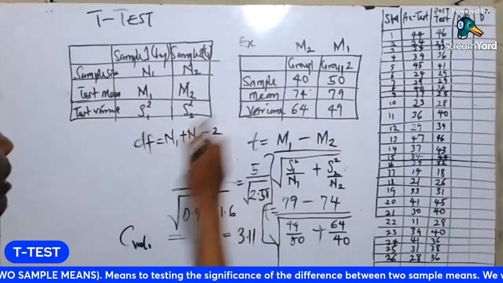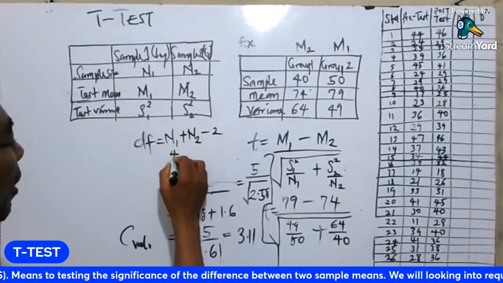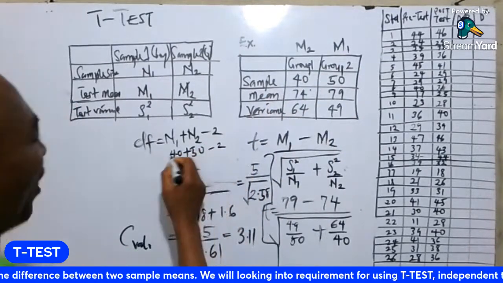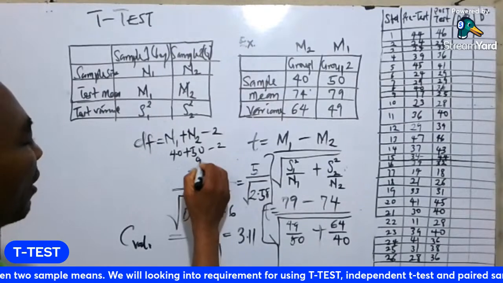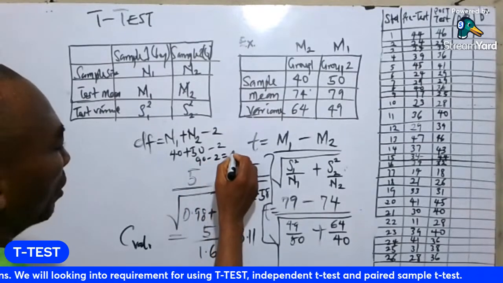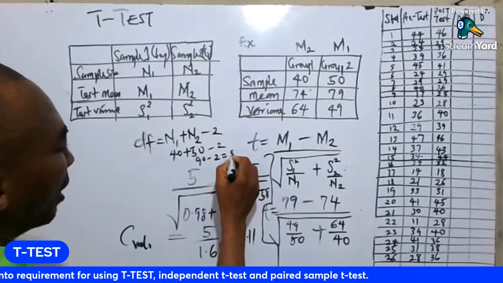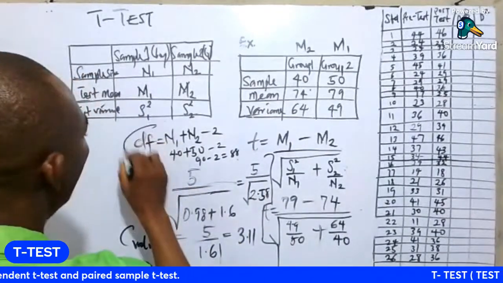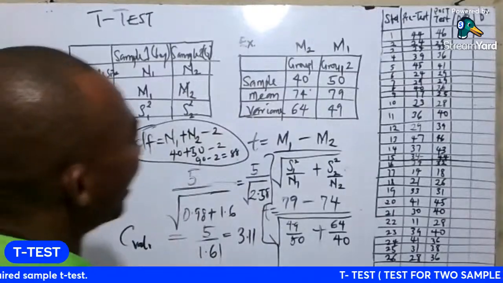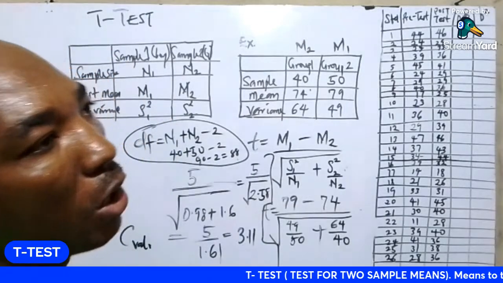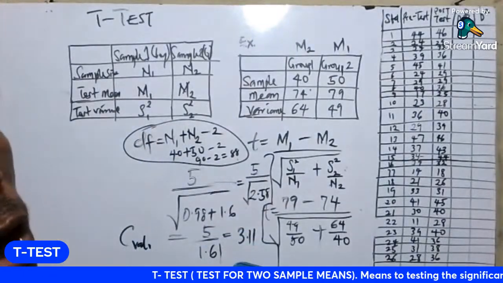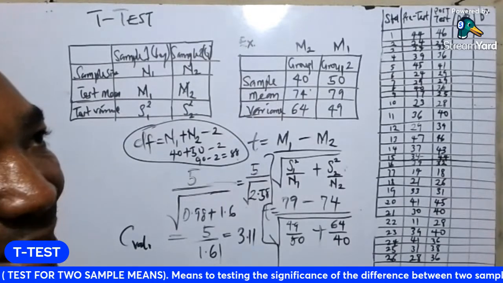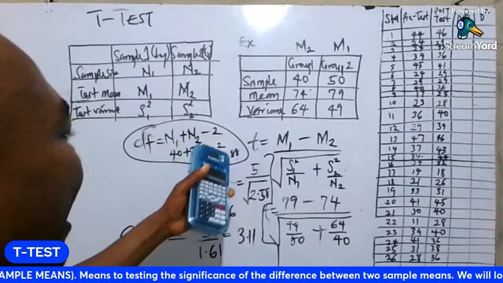So the sample size 1 is 40 plus 50. This is the sample size minus 2. So 40 plus 50 will give me 90 minus 2, and that will give me 88. So that means I'm going to my table now to check my degree of freedom 88 under 0.01.